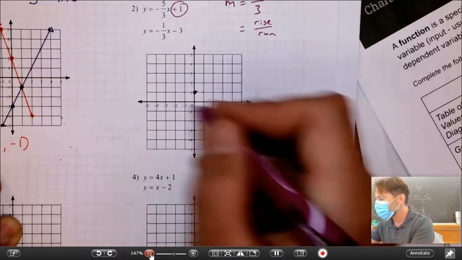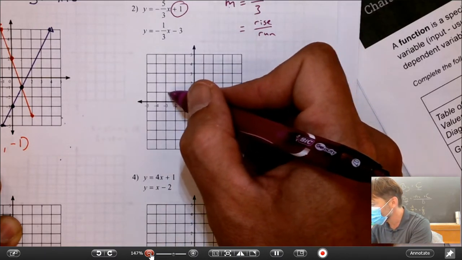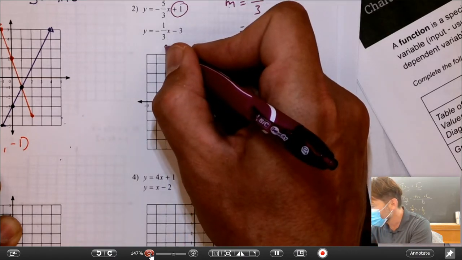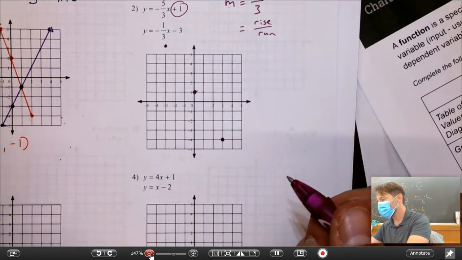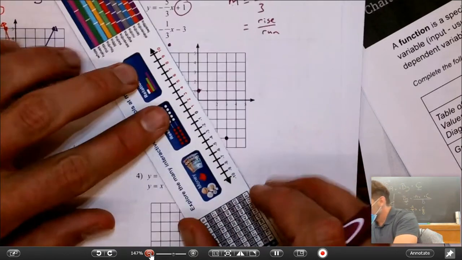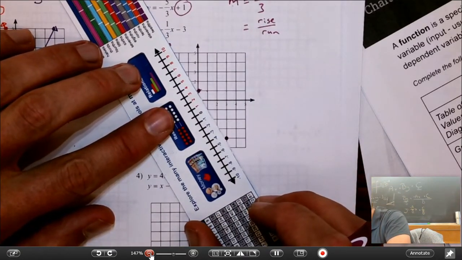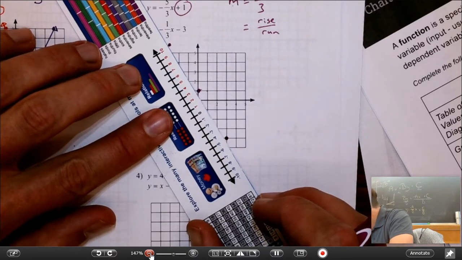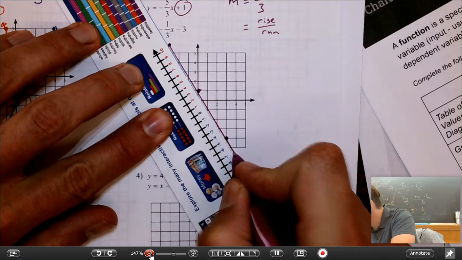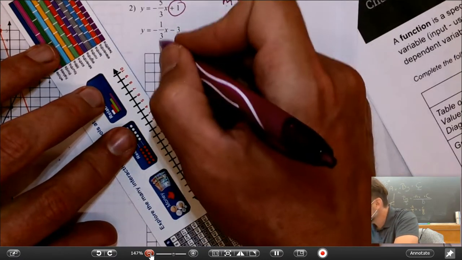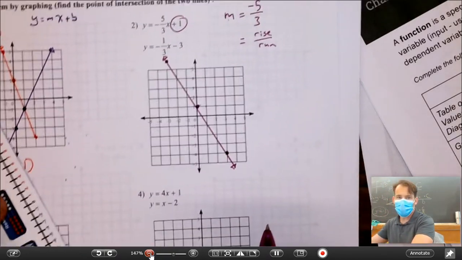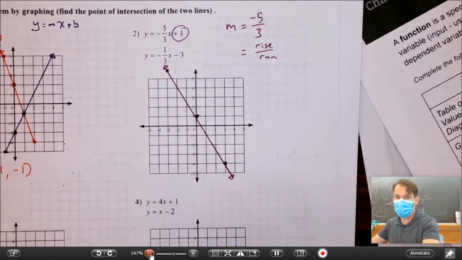And I can put another point in over here. 1, 2, 3, and 1, 2, 3, 4, 5. Point up there. Cool. Draw my line. I kind of missed, but you get the idea. Use a ruler, make sure it's accurate. Now, let's take a look at the next line.